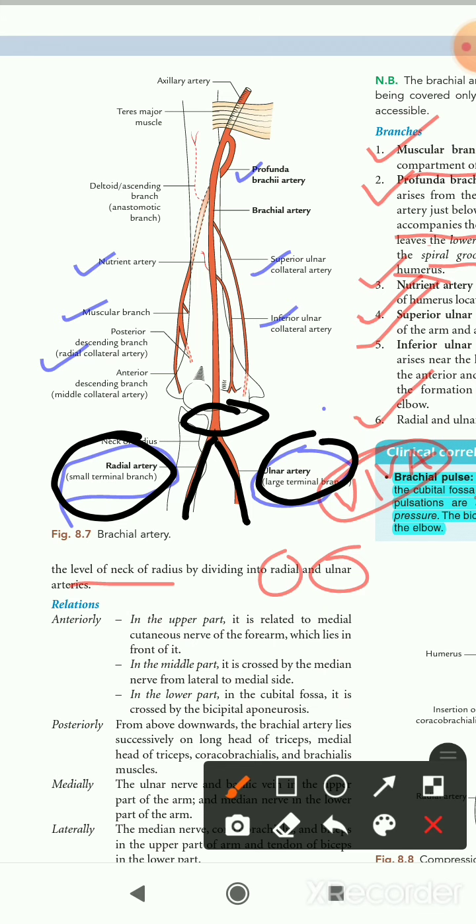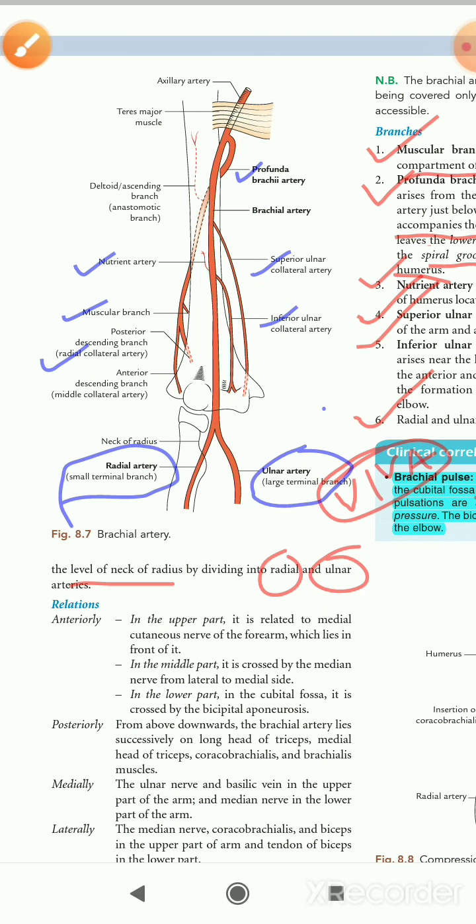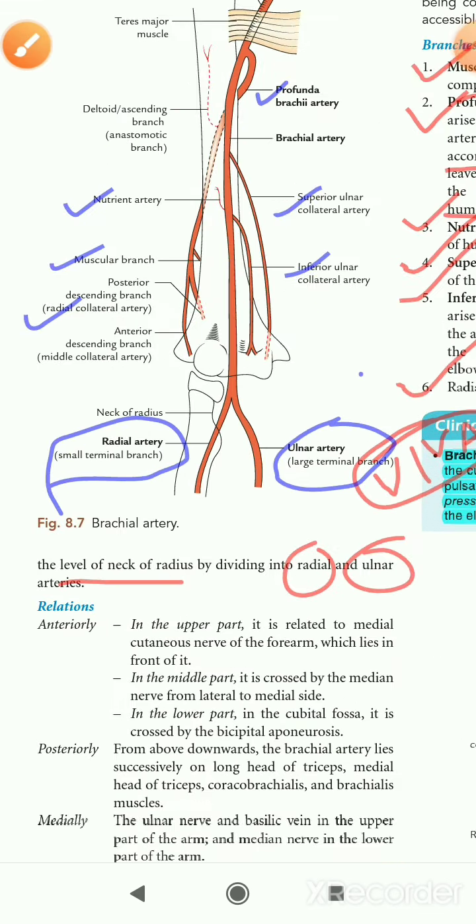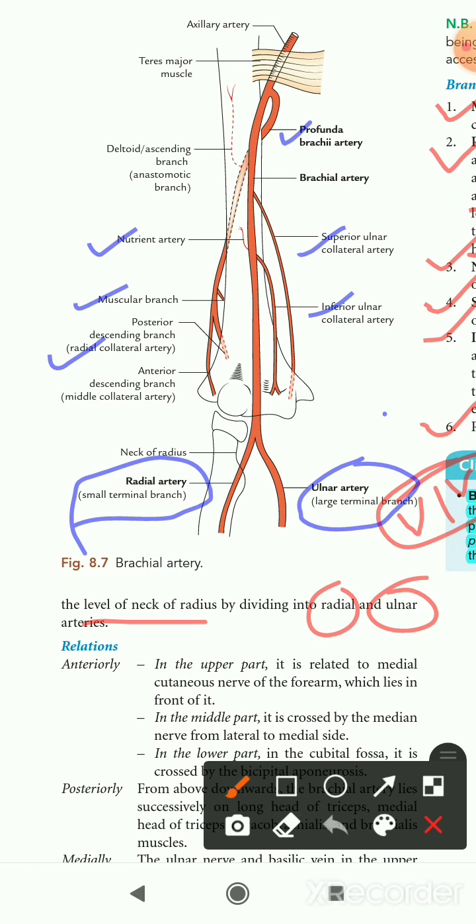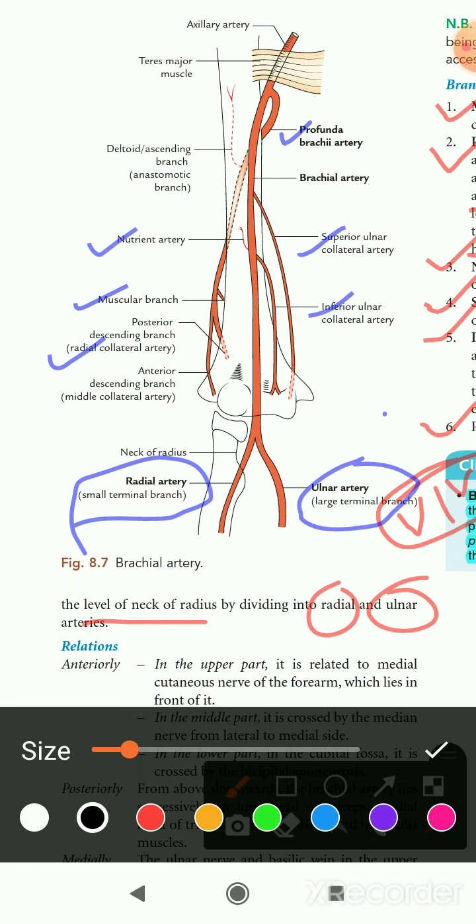Okay, so we have to know the branches. What are the branches given by the brachial artery? We already know about one branch. This is the arteria profunda brachii. While we studied the humerus, posteriorly there was a radial groove or spiral groove, and the contents of the spiral groove or radial groove were two structures. One is the radial nerve, and another one was the arteria profunda brachii.